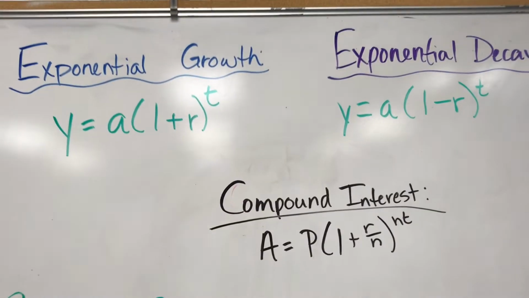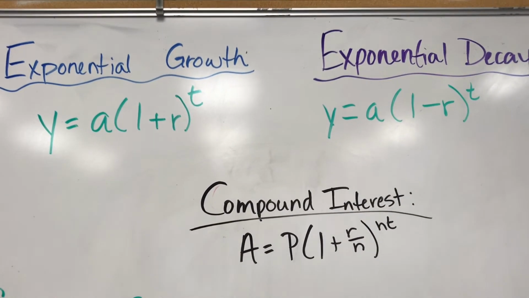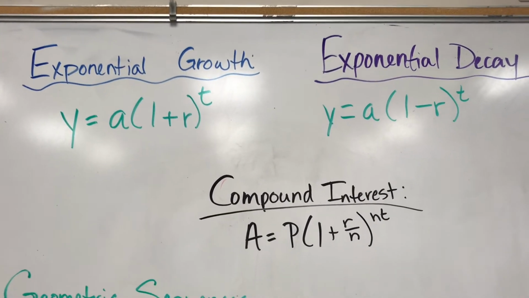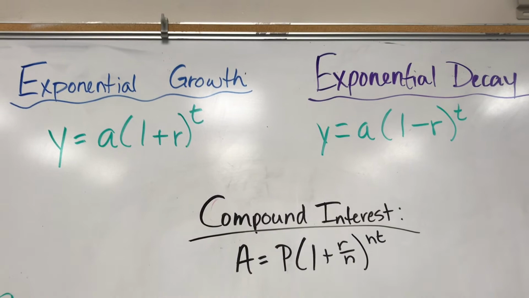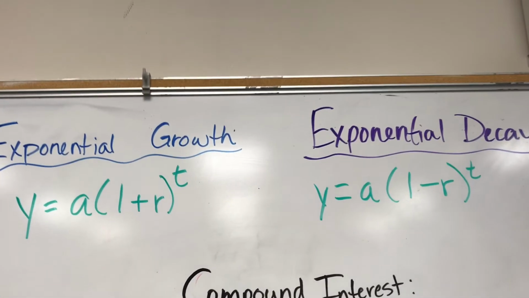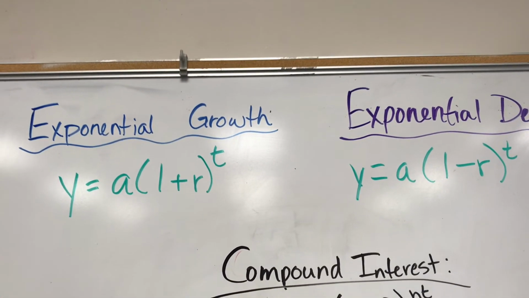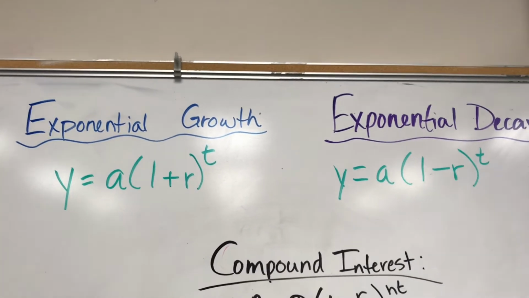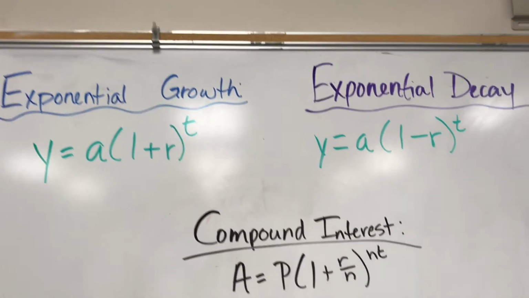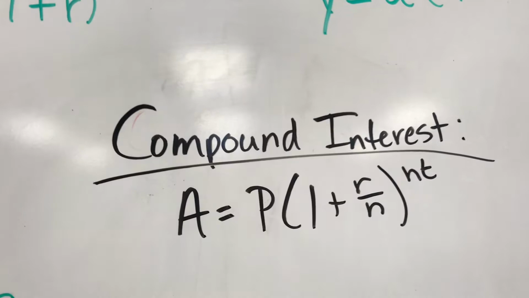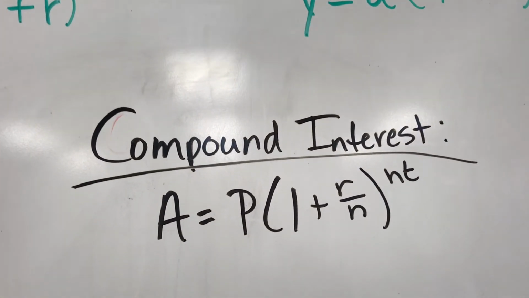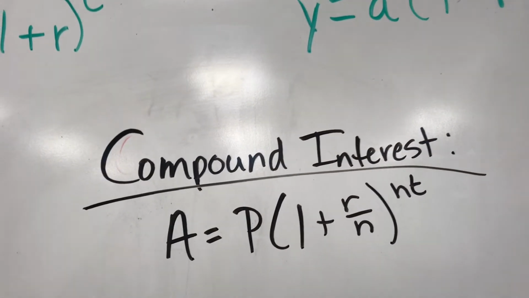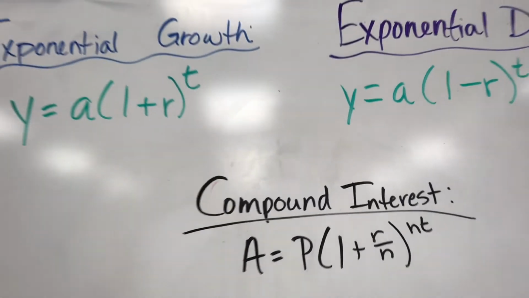Okay, now we're over here. Exponential growth and exponential decay. Remember, these are things that increase or decrease not at a steady rate, but kind of like a pandemic. They increase exponentially or decrease exponentially. Okay, and then compound interest is a way that your money can increase exponentially. Okay, and those formulas will be there for you.